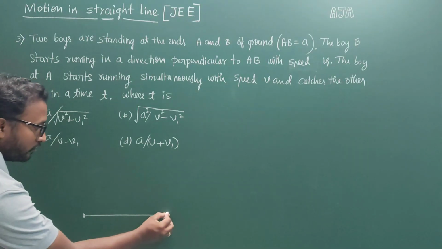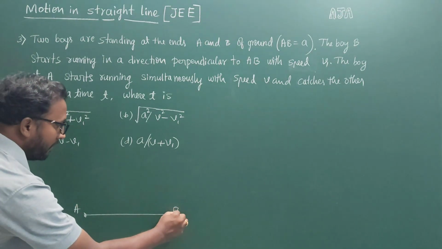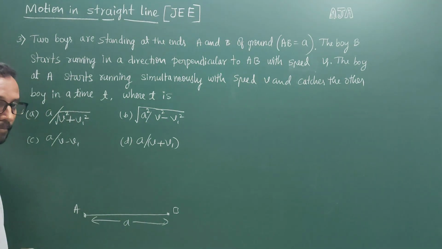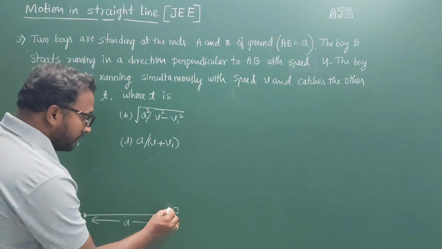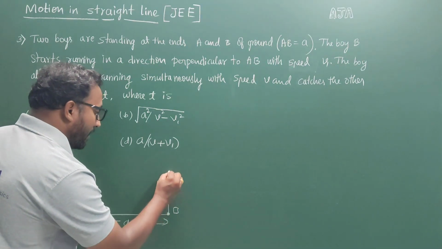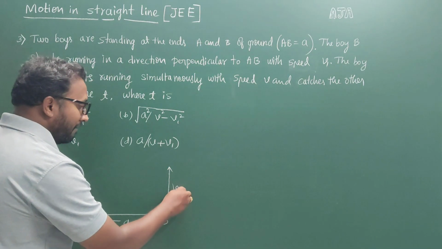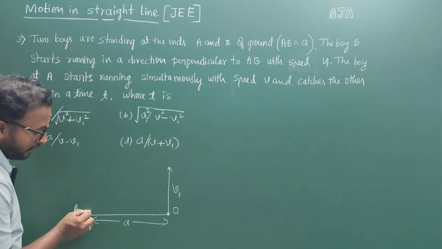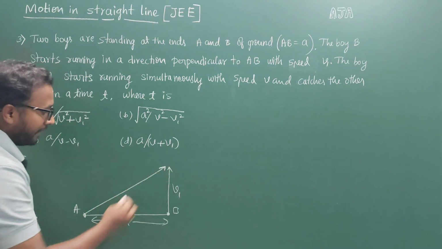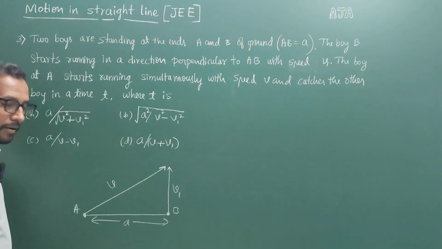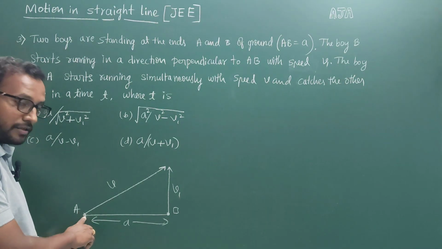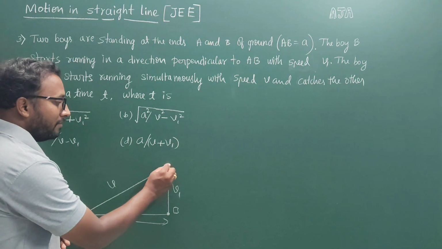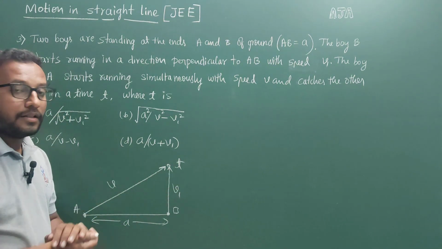Here I will take the 2 points A and B, and the two boys are standing over here. The distance from A to B is nothing but a. Over here, the boy who is standing at B starts running perpendicular to AB with a speed V1, and simultaneously the boy standing at A is also running with a speed V, so that he is going to catch him. This is the speed of this boy who started from A. So we have to calculate the time t at which the two boys are meeting at this point.